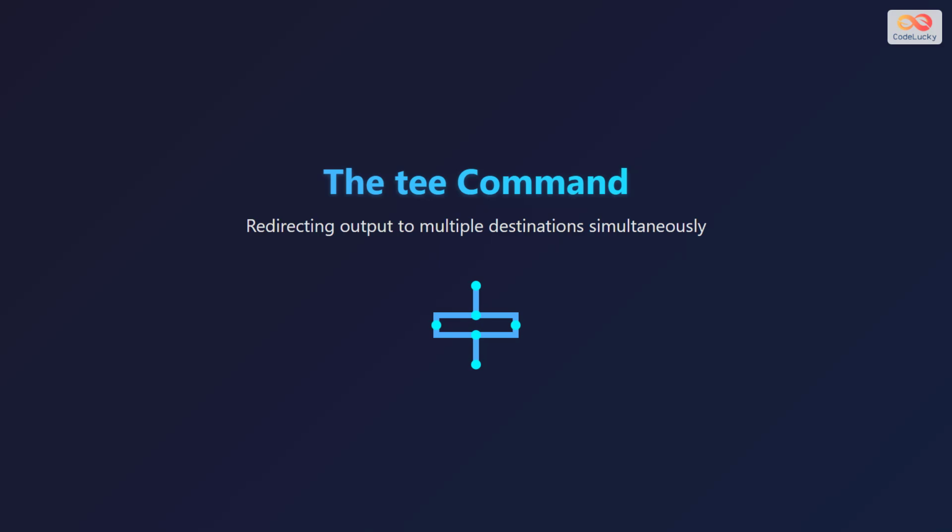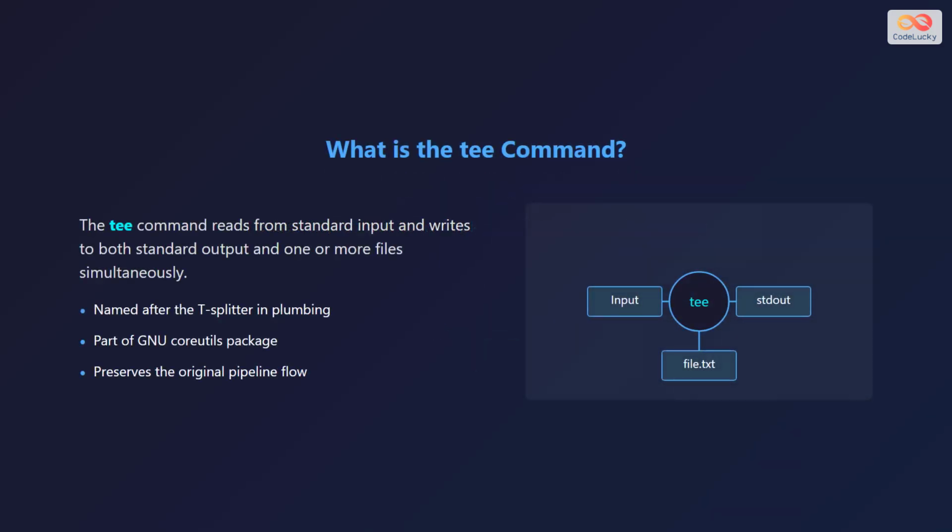The tee command. Redirecting output to multiple destinations simultaneously. The tee command reads from standard input and writes to both standard output and one or more files simultaneously. It is named after the T-splitter in plumbing. It is part of the GNU coreutils package, and it preserves the original pipeline flow.